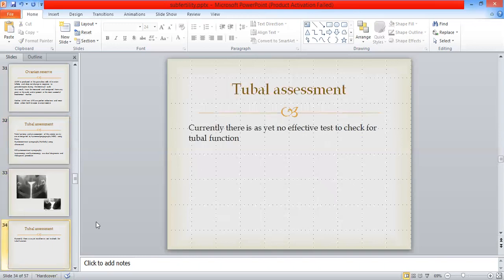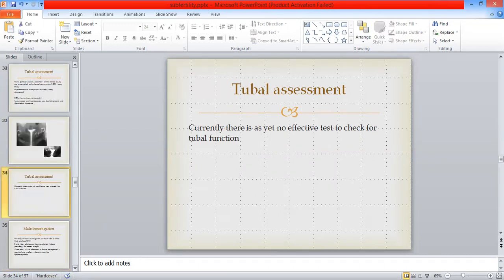Currently, as I have already told you, there is yet no effective test to check for tubal function. Tubal patency is regularly checked by different investigations, but for the assessment of tubal function, whether the tube's motility is normal, whether the tube functions normally, whether the cilia are present normally, there is currently no effective test. The other investigations, which I have already explained, are for checking tubal patency.